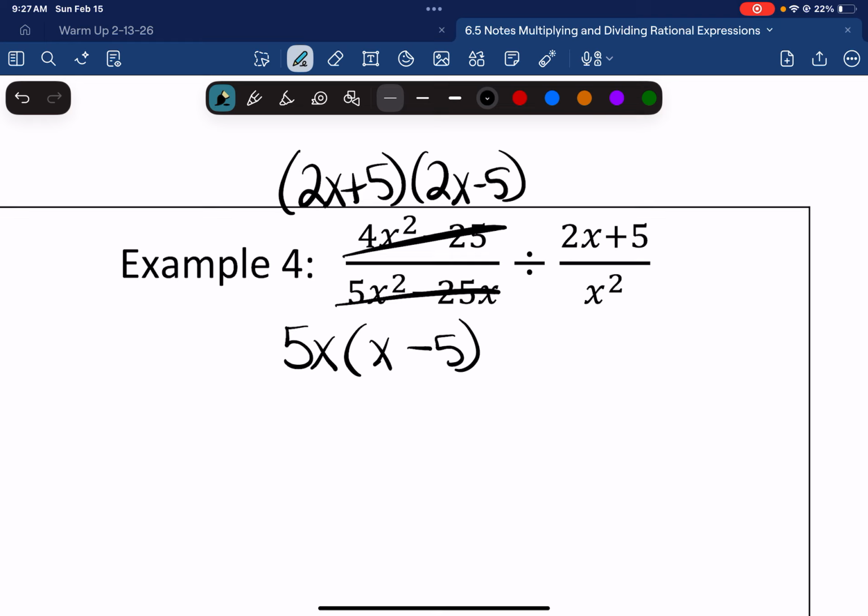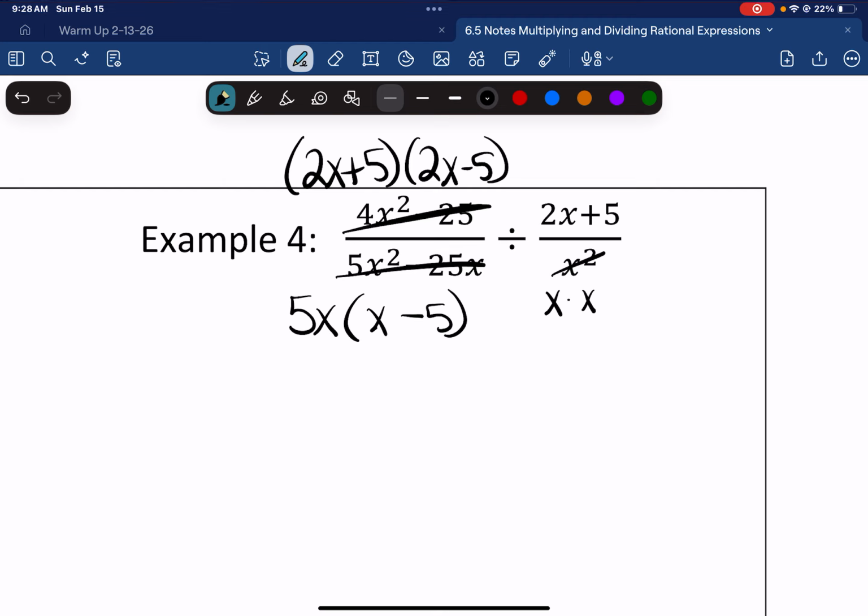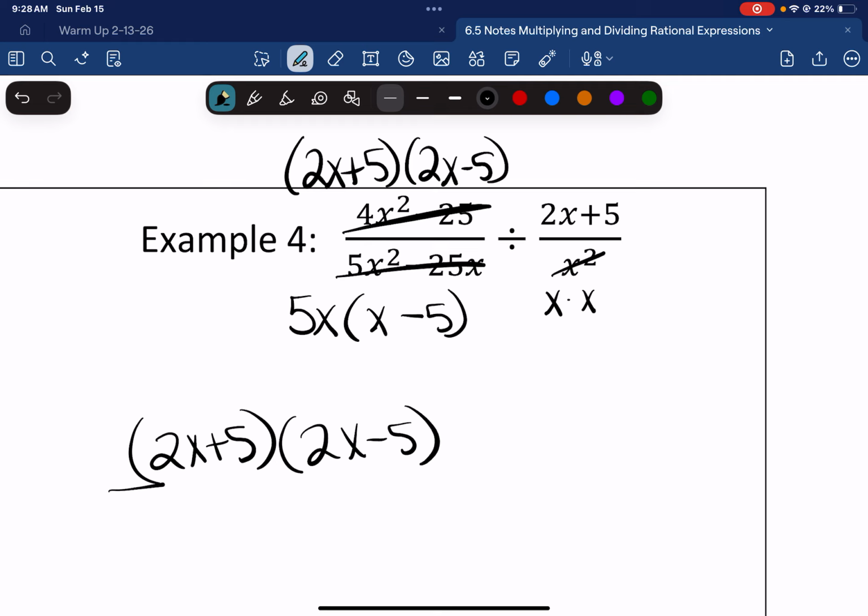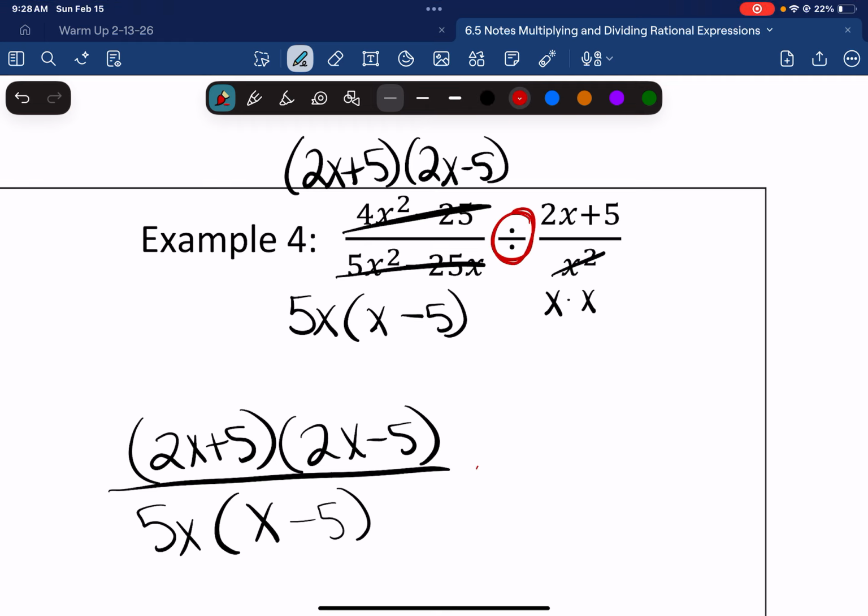And then I look at my second fraction, and 2x plus 5, that numerator doesn't simplify down. And x squared, I guess if you wanted to, you could go ahead and write x squared as just x times x, if that helps you think of it that way. All right, so let's rewrite this problem. We've got 2x plus 5 times 2x minus 5 divided by 5x times x minus 5. And then we need to change our division problem to a multiplication problem and use the reciprocal of our second fraction here. So we have our new numerator is x times x, and our denominator is 2x plus 5.